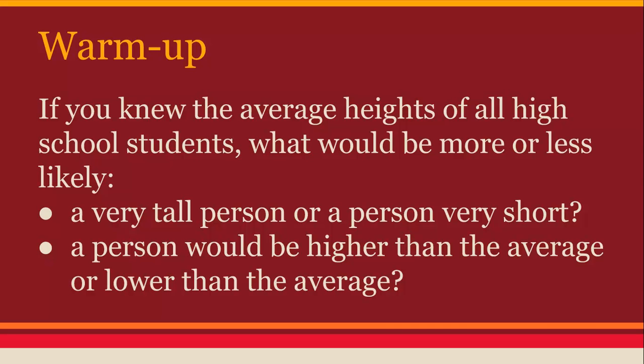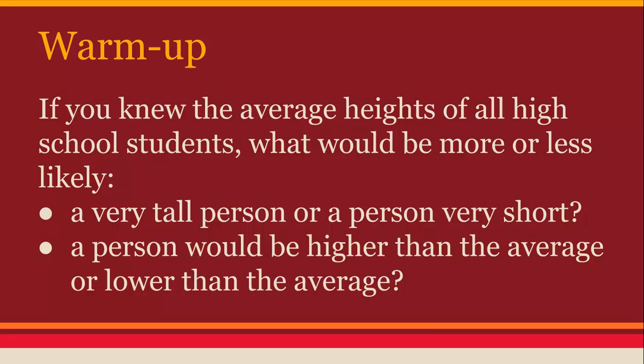If you think about it, a very tall person and a very short person, as long as you have enough high school students, are just as likely. So you can have a person way above the average be just as likely as a person way below the average. And this is what we call normally distributed. If you have a point way above, you'll have a point way below. Being higher than the average and being lower than the average would be the same as well. So the probability that you're above the average is the same as the probability you're below the average.